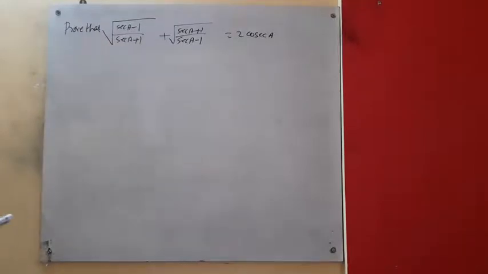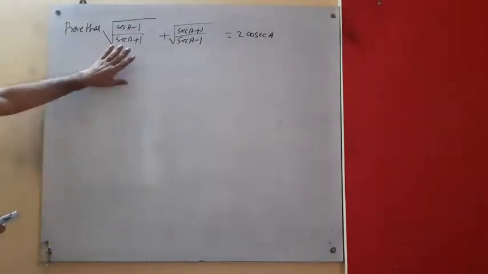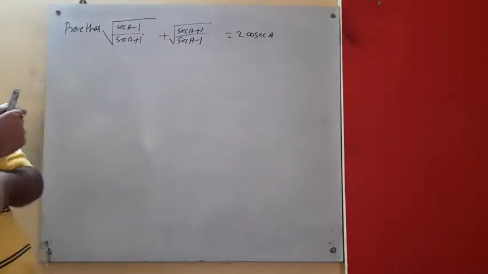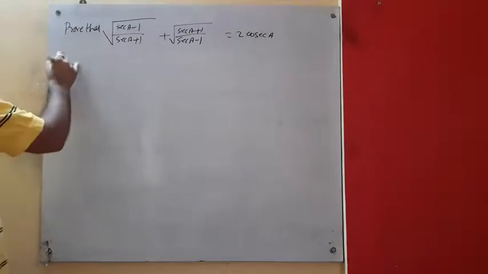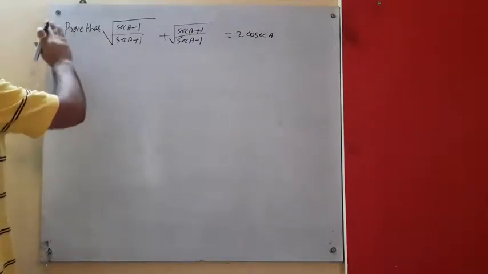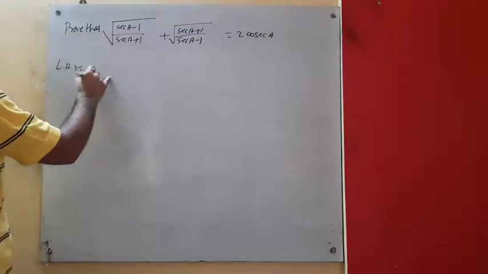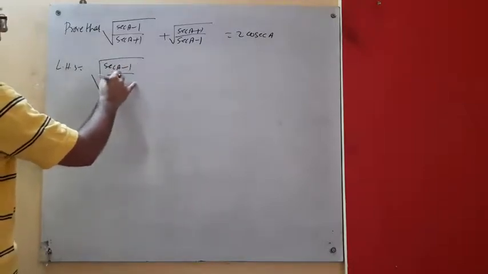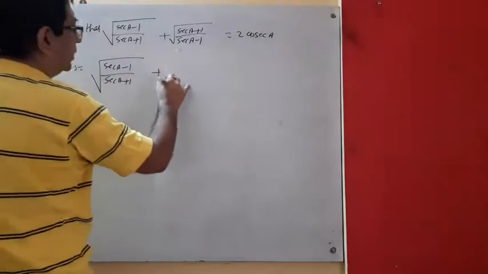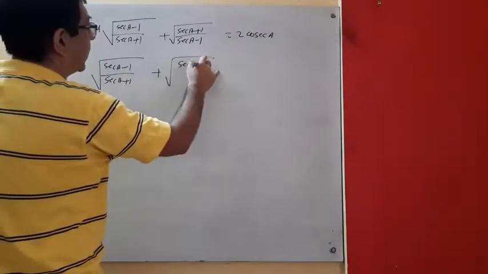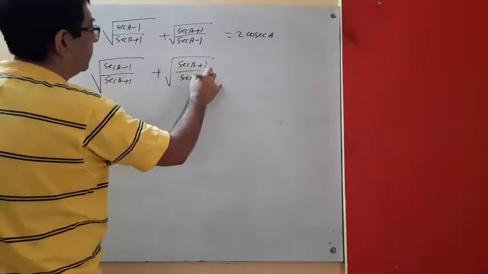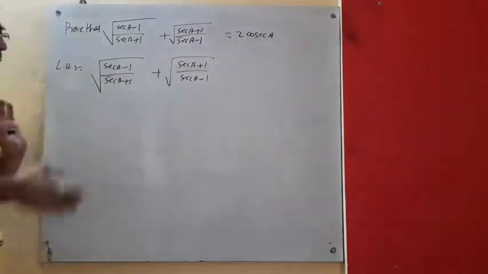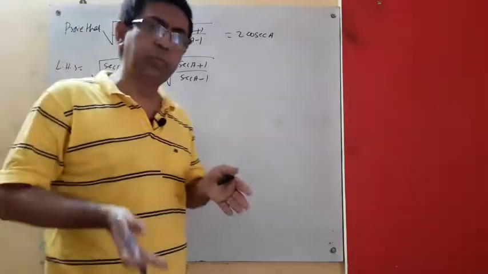So look, this one you have to prove: root over sec A minus 1 by sec A plus 1, plus root under sec A plus 1 by sec A minus 1, equal to 2 cosec A. So LHS we can write this one. LHS equal to root of sec A minus 1 by sec A plus 1, plus root of sec A plus 1 by sec A minus 1. There is no direct relation between sec and cosec that we know. So in this type, whenever you cannot understand what to do, it's better to split up.